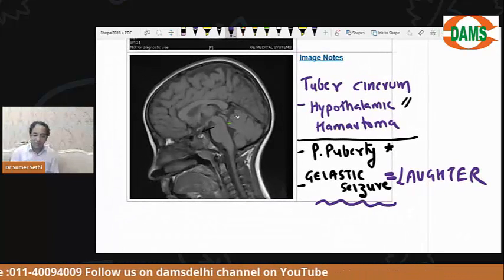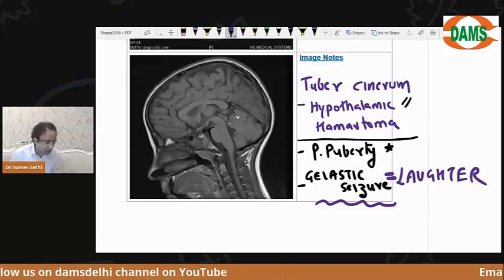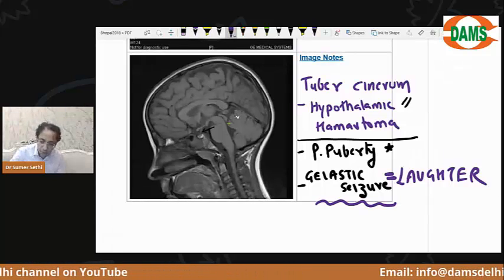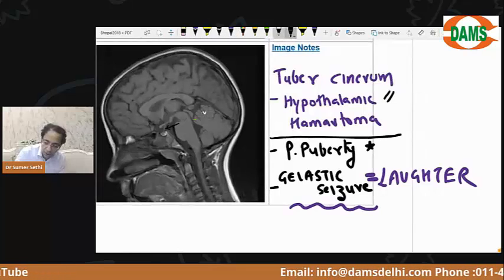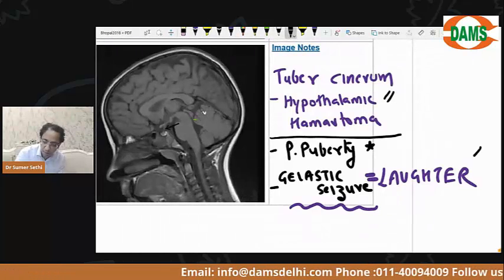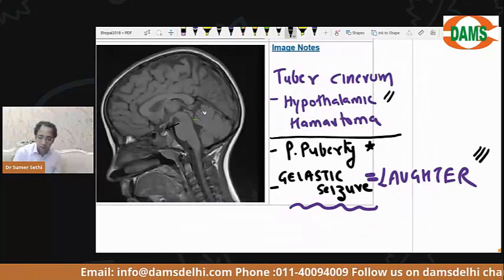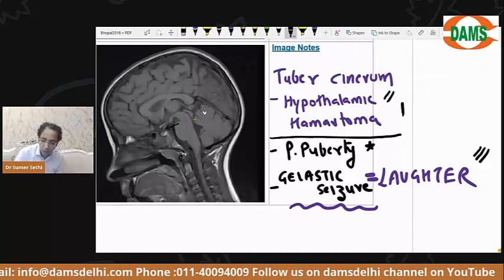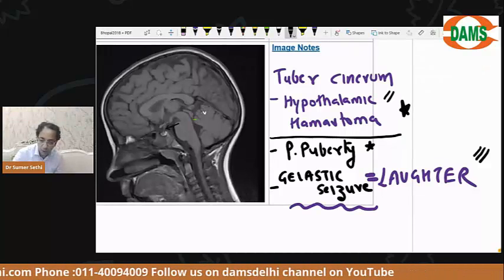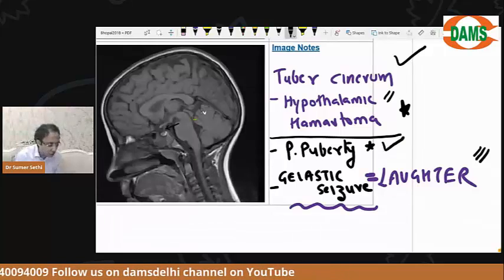But keep it in mind, it is a very important question for your exams. Which brain tumor is seen in a child with excessive bouts of laughter? The answer is hypothalamic hamartoma, which arises from the tuber cinereum. What else can the child have? Precocious puberty.